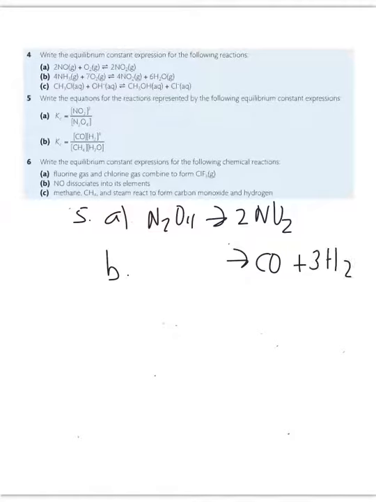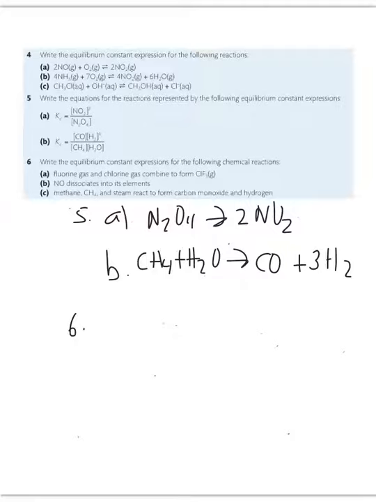And on the reactant side, I'm going to have CH4 plus H2O. And again, it's a balanced equation, so I'm pretty confident about what I've done. Number 6, write the equilibrium constant expression for the following chemical reactions.